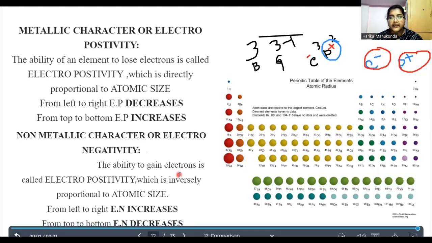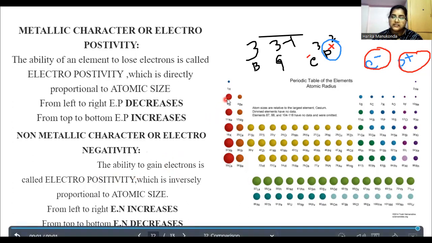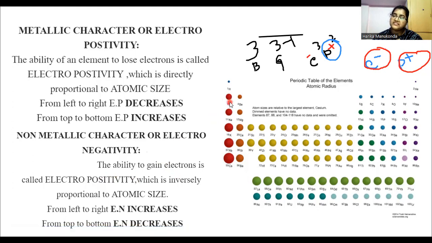The ability to gain electrons is called electronegativity. So if you see in hydrogen or lithium atom, it cannot hold the electrons which are present inside. How can it gain other electrons? Am I right? Actually it is not even holding the electron which is present within it. How can it gain other electrons? It cannot have the energy, right?